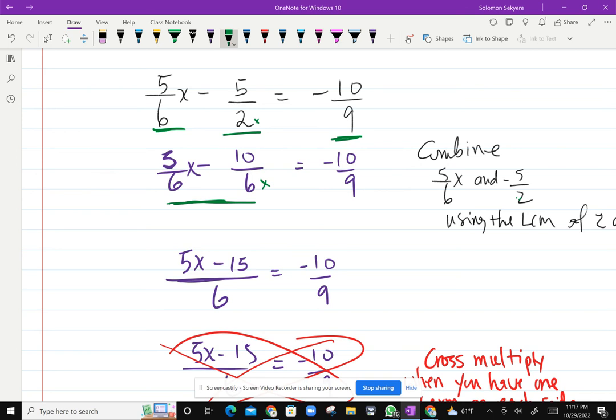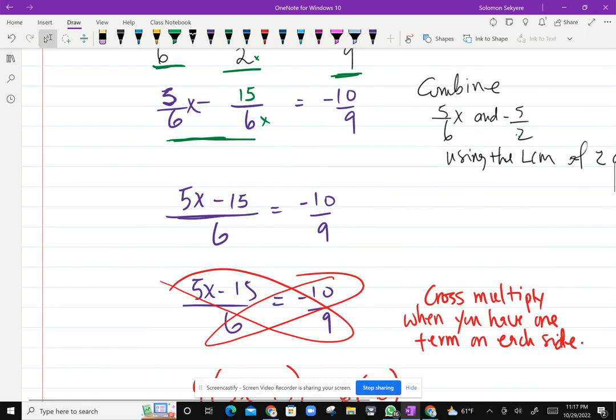I guess I made a mistake. Yeah, I made a mistake. It's times 3, and then the top should be times 3. Yes, I made a mistake. It should be 15 over here. Great. So now we come to the next step.